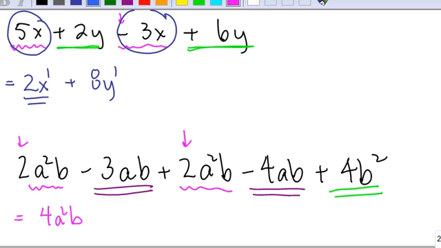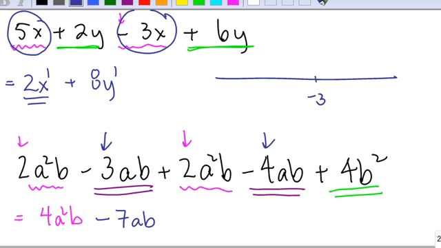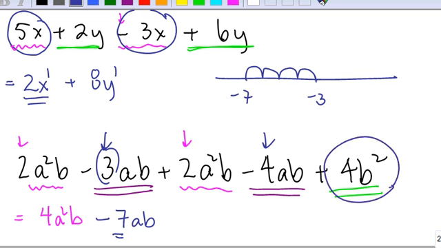Then let's deal with the ones with the double line under it. Negative 3ab minus 4ab is negative 7ab. You can think about it on a number line. Negative 3, and I'm going to subtract 4. So I'm going to go to the left 4, which means I end up at negative 7. So that's where that negative 7 comes from. So I've dealt with most of it, and then I've got this loner here that stays on its own.